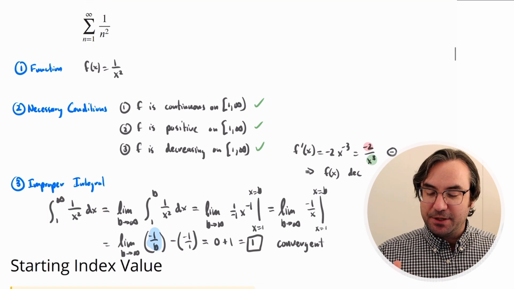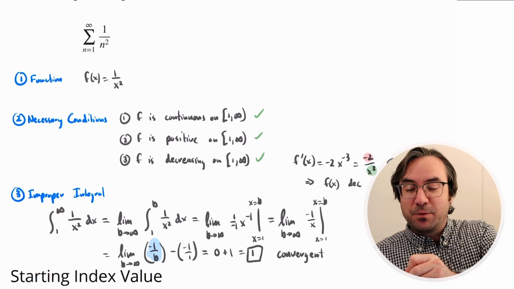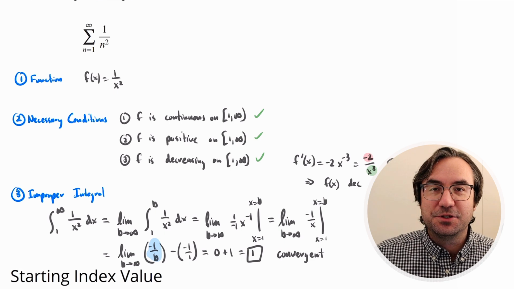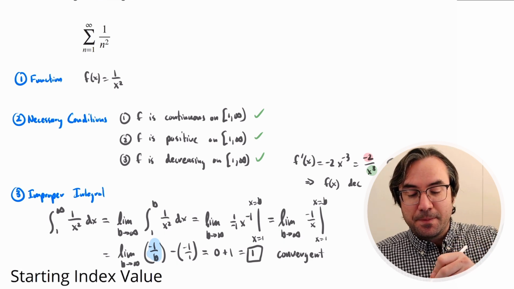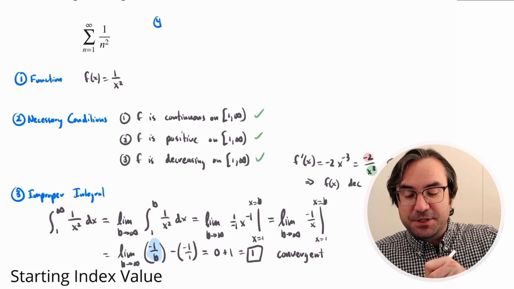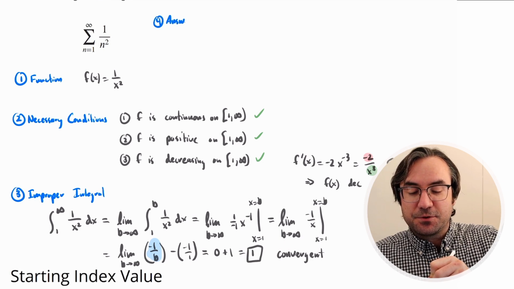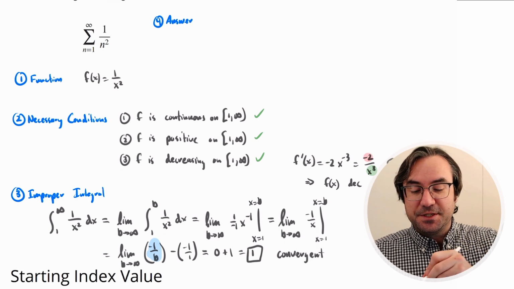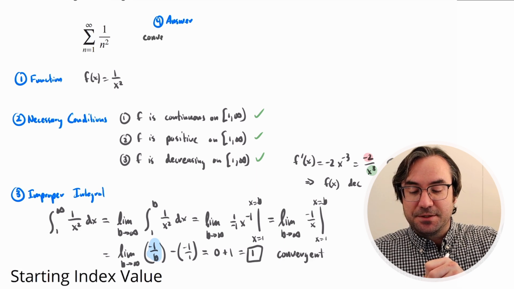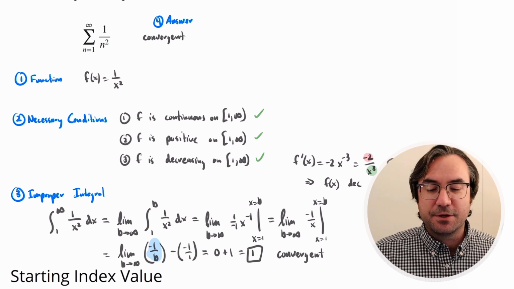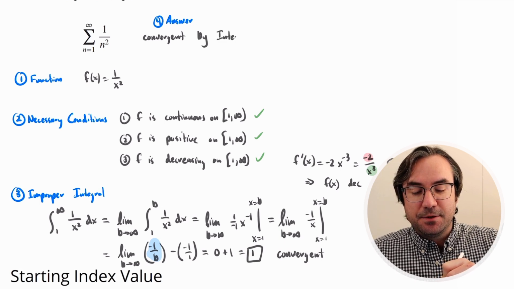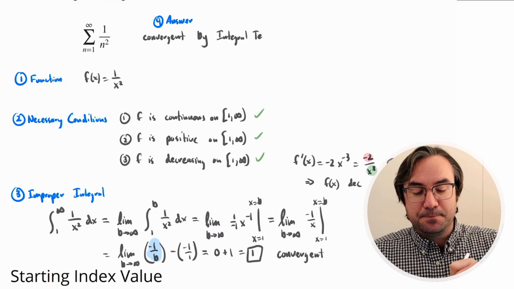So now we get to actually state the main conclusion. We weren't really interested directly in the convergence or divergence of this improper integral. What we actually are interested in is the convergence or divergence of this infinite series. So this is convergent. And whenever we claim a series is convergent or divergent, you want to state what test you use. So in this case, we use the integral test.